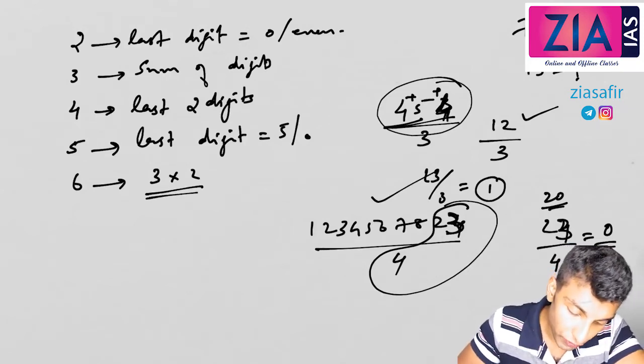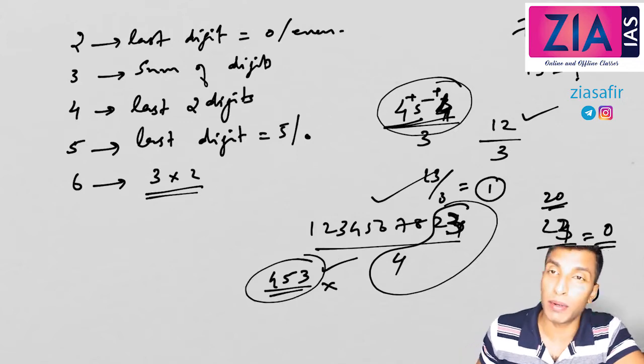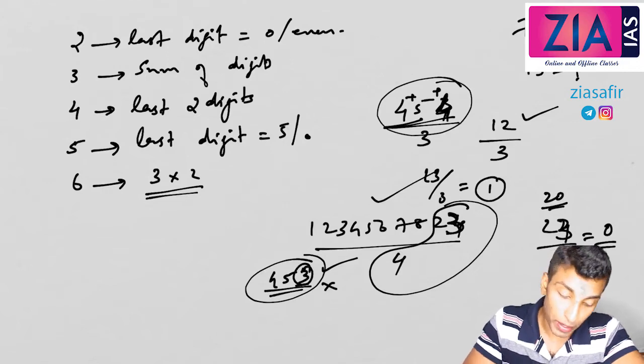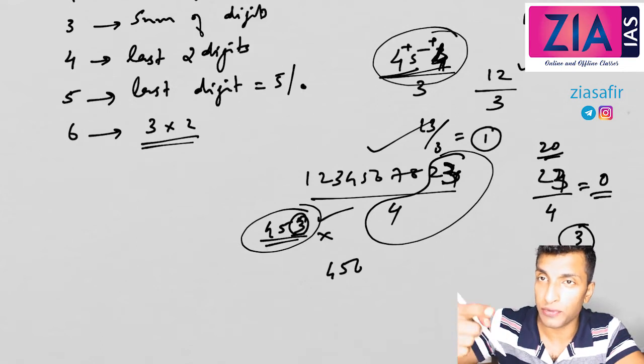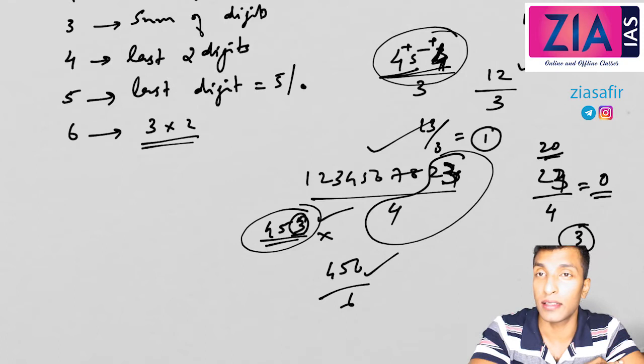So if you take 453, it is divisible by 3 but not divisible by 6, because it's an odd number. But 456: 4 plus 5, 9. 9 plus 6, 15. That is divisible by 3 and it is an even number, so this number is divisible by 6.